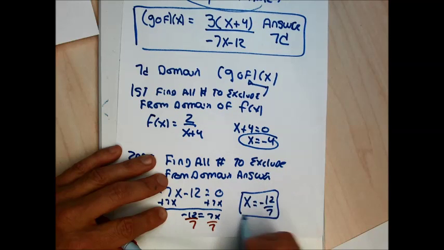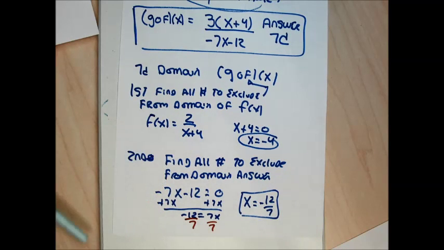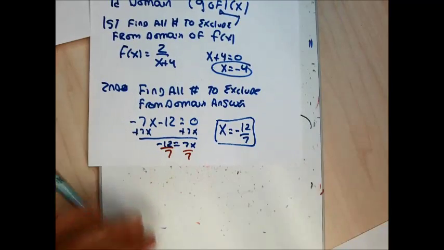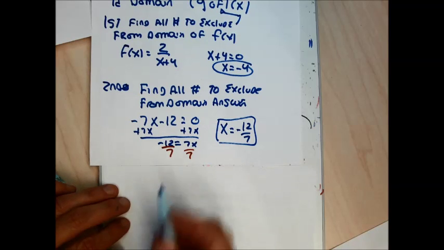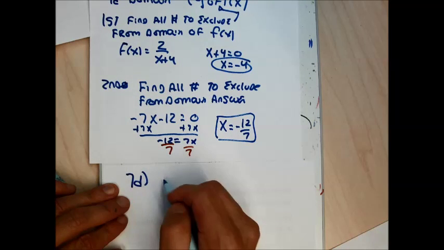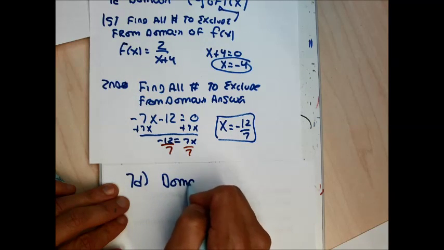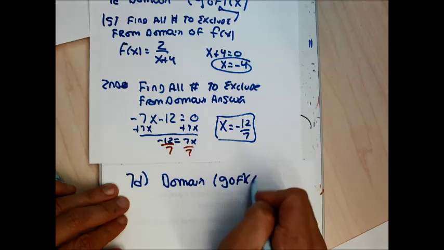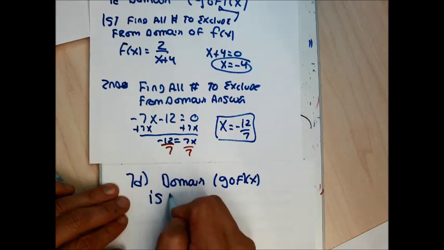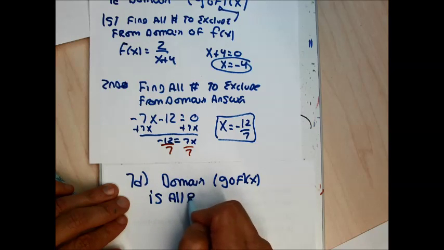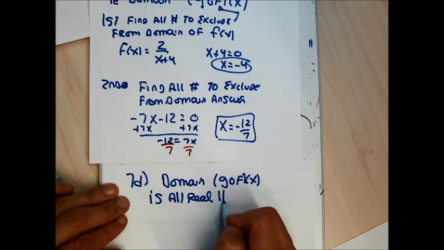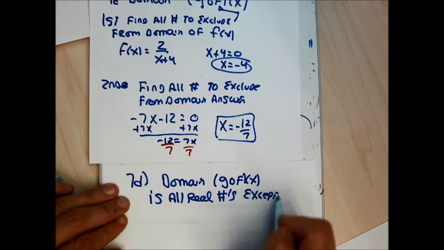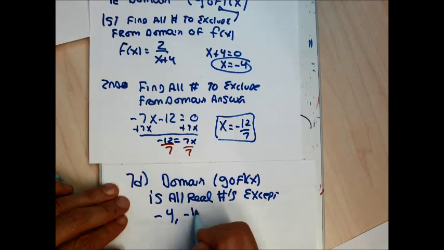The numbers that I need to exclude from the domain in my answer for part D of number 7 are negative 4 and negative 12 sevenths. So I'm going to say for my answer for part 7D, the domain of g composed with f of x is all real numbers except negative 4 and negative 12 sevenths.